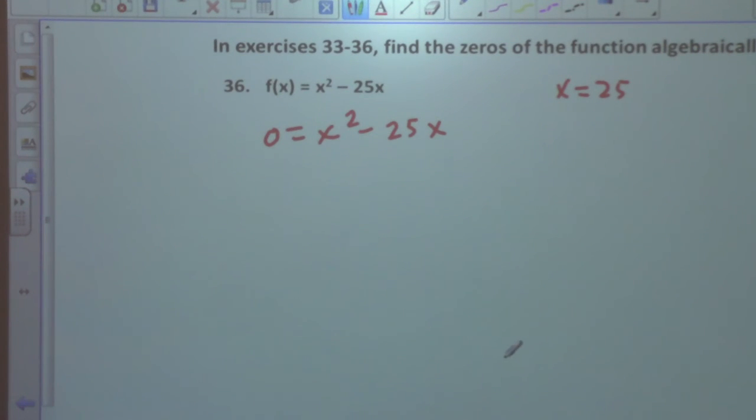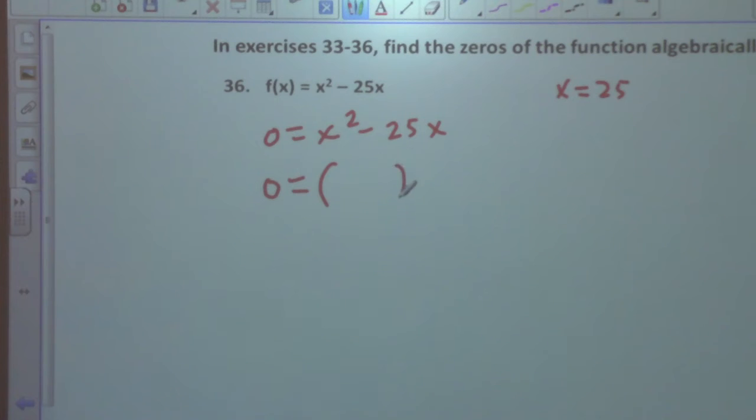Why would it be negative 25? Okay, look, I'll tell you why it's negative 25. Because negative 25 times the 25 right there would make it positive, so it'd be plus. So I got 0 and 25. I got 0 and negative 25. Okay, let's look at this.